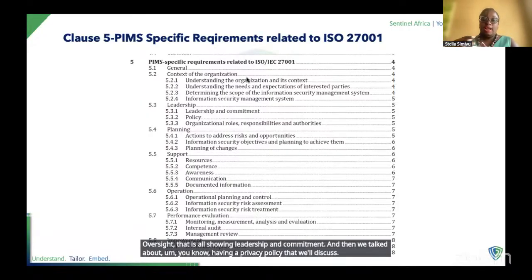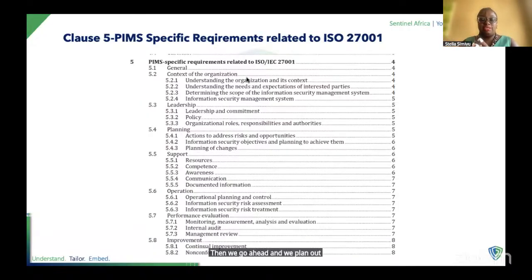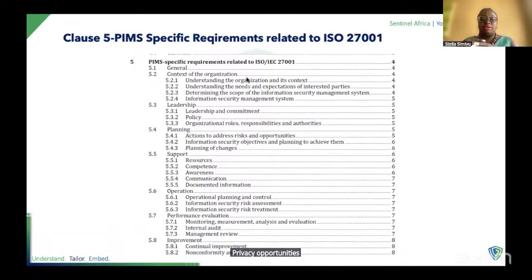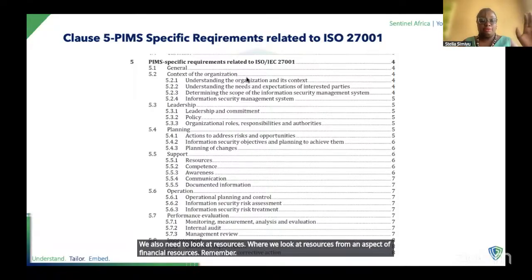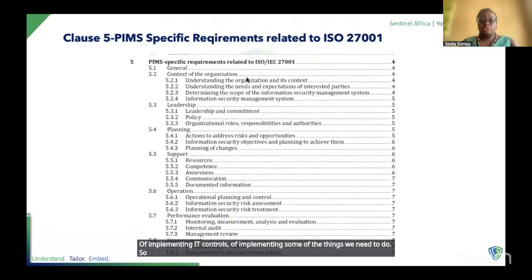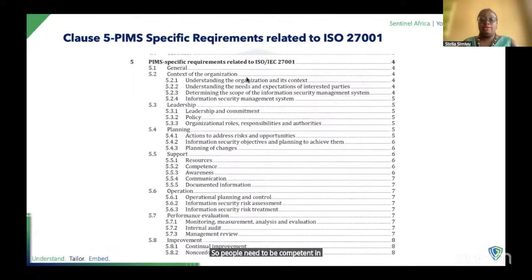Then we go ahead and plan out the privacy information management system. We look at privacy risks and privacy opportunities. We develop objectives, and we see how to do that. We also need to look at resources, from the aspect of financial resources. Remember, we talked about some of the challenges of implementing IT controls, of implementing some of the things we need to do. So those need resources. They also need competence. So people need to be competent in what they are doing.